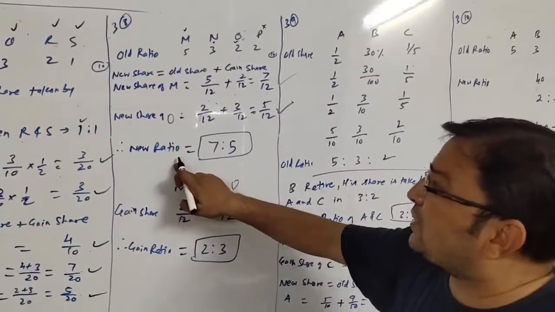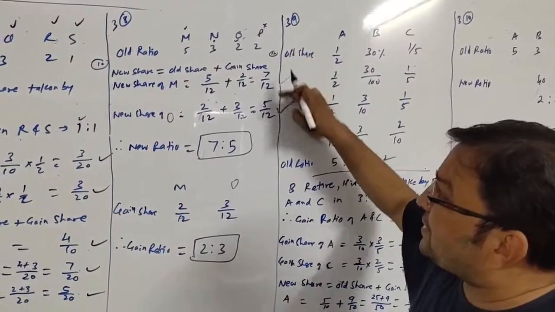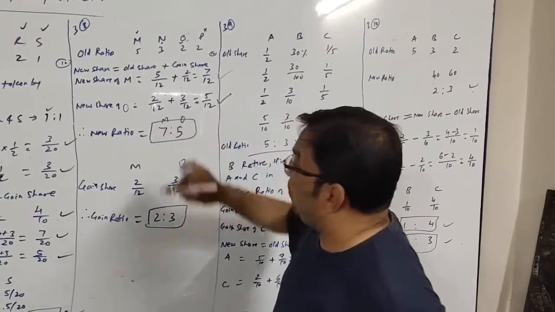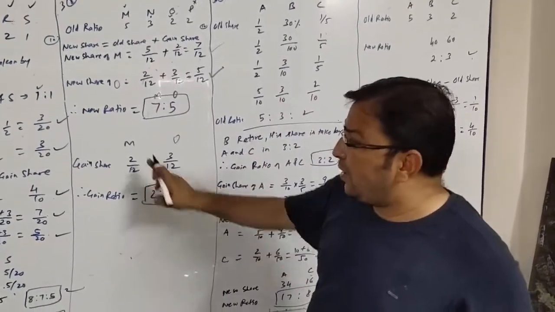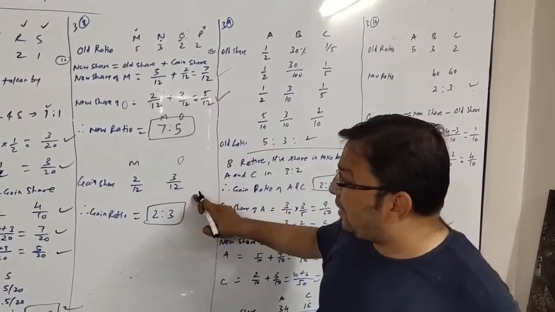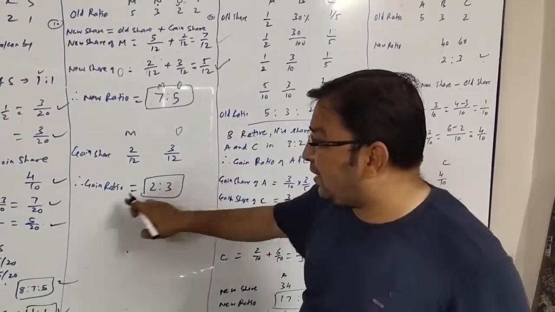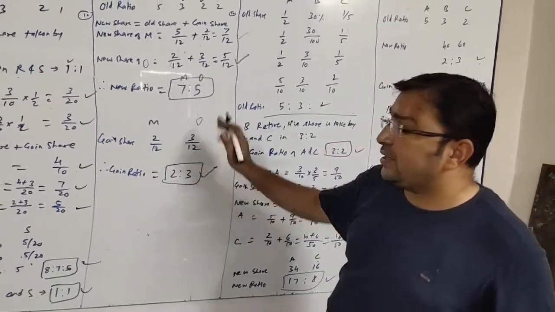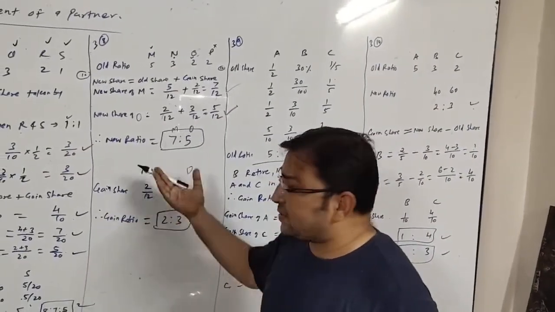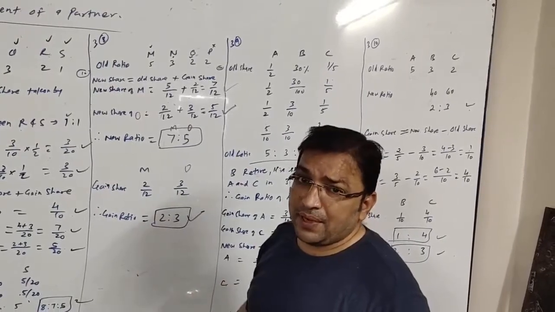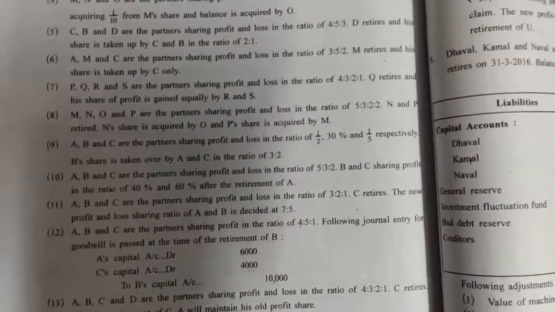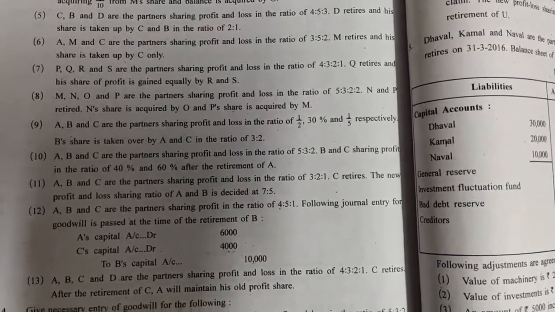Very simple. So new ratio will be, we will remove the denominator, 7 is to 5 between M and O. If we talk about gain ratio, M and O, gain share is 2 by 12 for M and 3 by 12 for O. Remove the denominator, gain ratio will be 2 is to 3. So this is how we calculate the answer of sum number 8. Gain ratio as well as new ratio. Let's move to sum number 9. Chalo. A, B and C are partners sharing profit and loss in the ratio of 1 by 2, 30% and 1 by 5 respectively.